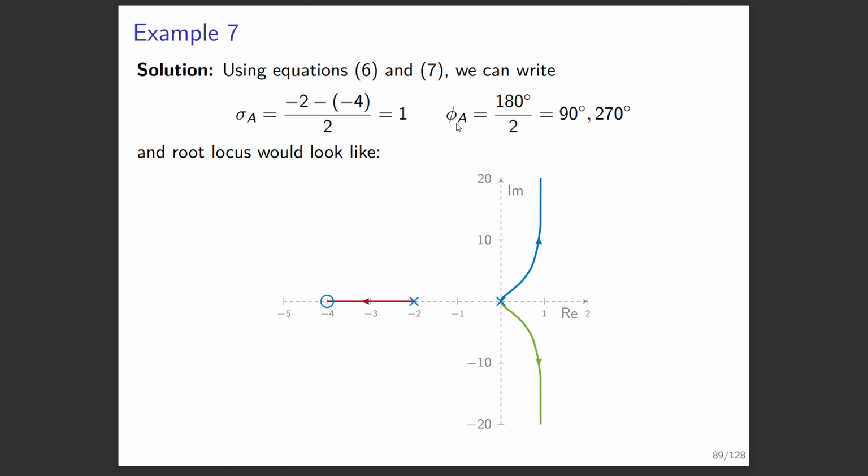For the angle, you divide 180 degrees by the number of poles minus the number of zeros. So 3 minus 1, which is 2. And you get times 2k plus 1. And you get 90 and 270 degrees.